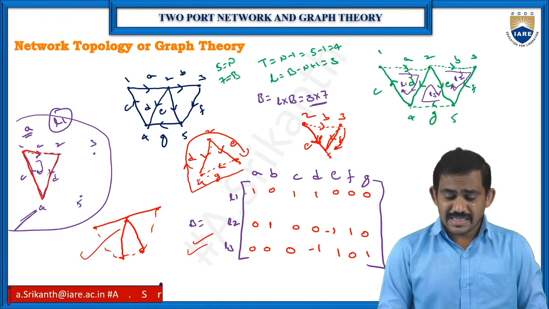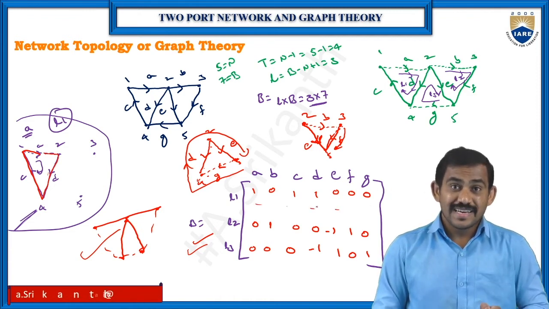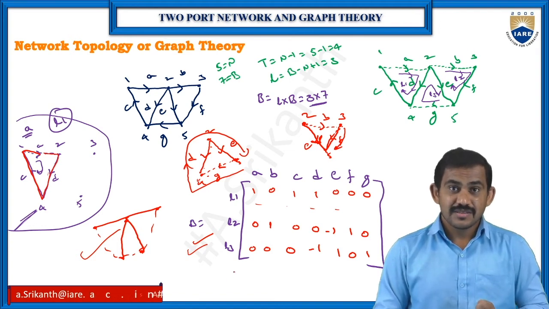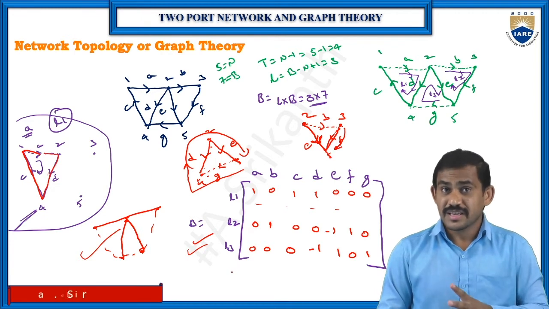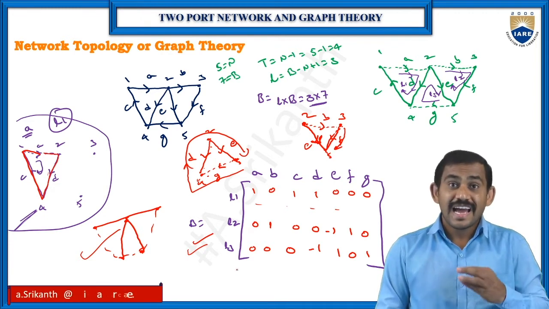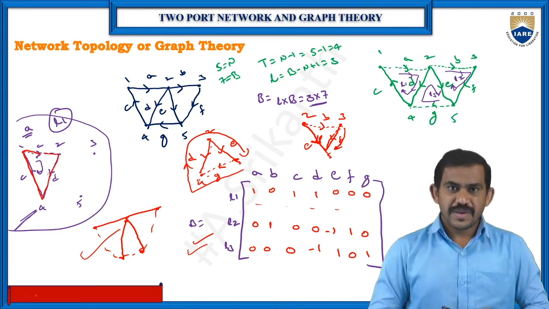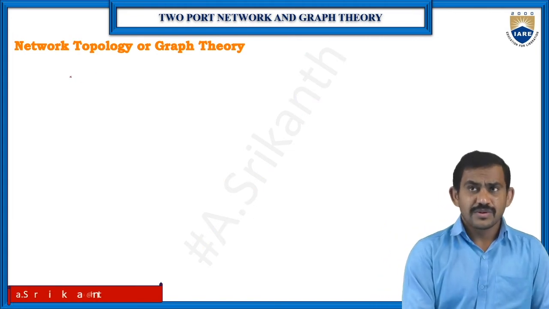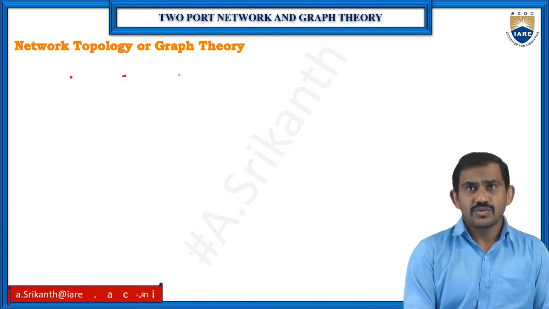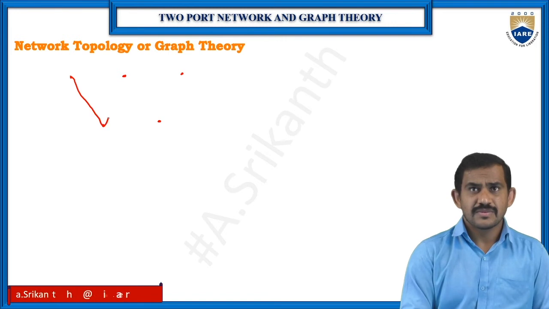Okay, and you can say these are the loop currents: L1, L2, L3. These are the loop currents. So in your mesh analysis, we have the loop values I1, I2, I3. Same thing here, we have I1, I2, I3 values. Clear? So this is about the B matrix. Coming to the C matrix, from that original graph, 1, 2, 3 and 4, 5. This is my original graph.